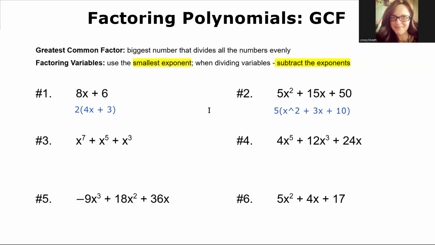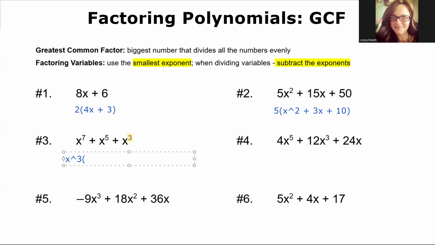Number 3. When factoring variables, the greatest common factor will use the smallest exponent. The smallest exponent in number 3 is 3. So we will factor out x to the 3rd.